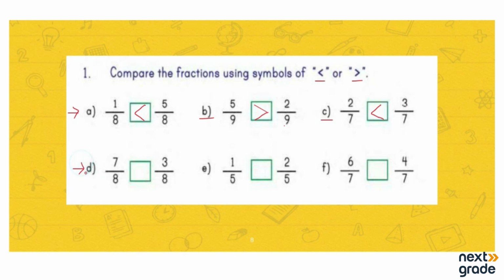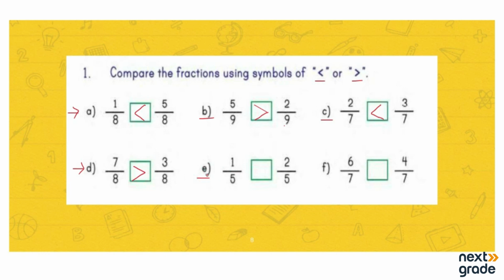Let's solve the next question. 7/8 and 3/8. 7/8 is the greater fraction because the 7 portions of an image is actually colored and the 3 portions are not, so it indicates that this fraction is actually the greater one.